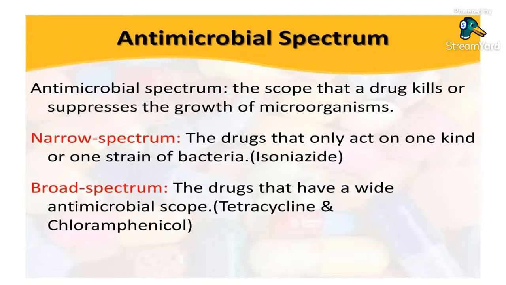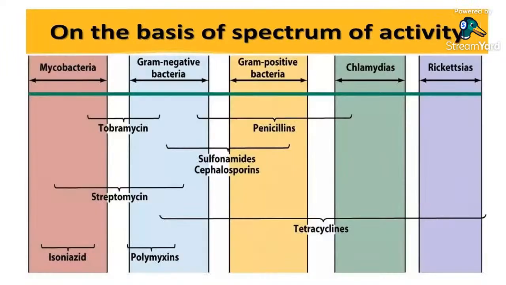Antimicrobial spectrum. There are two spectra: narrow spectrum and broad spectrum. The antimicrobial spectrum is the scope in which a drug kills or suppresses the growth of microorganisms. A narrow spectrum drug acts on only one kind or strain of bacteria, like isoniazid. Broad spectrum drugs have a wide antimicrobial scope, like tetracycline and cephalosporin.